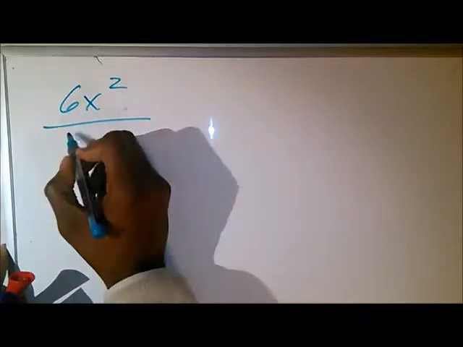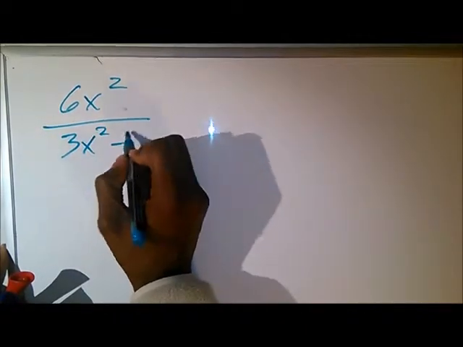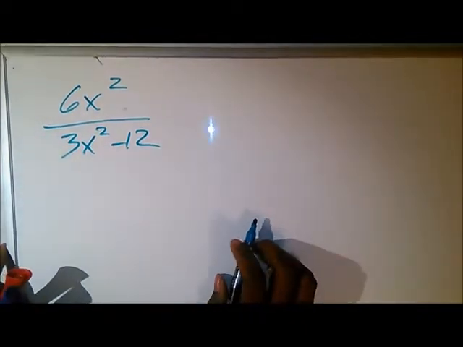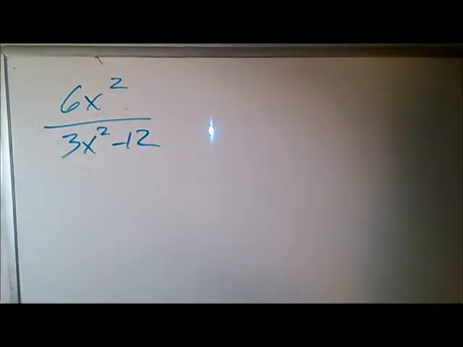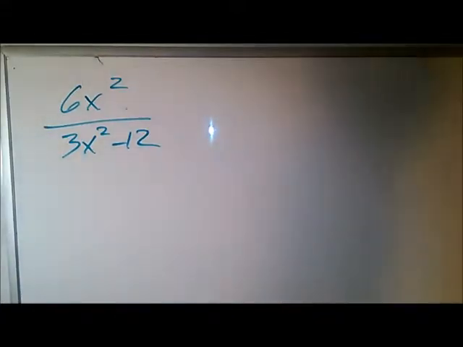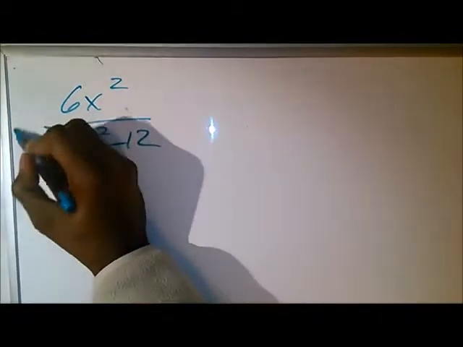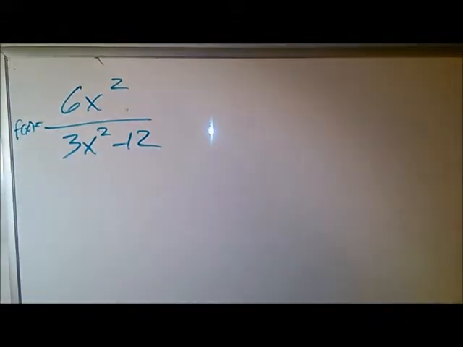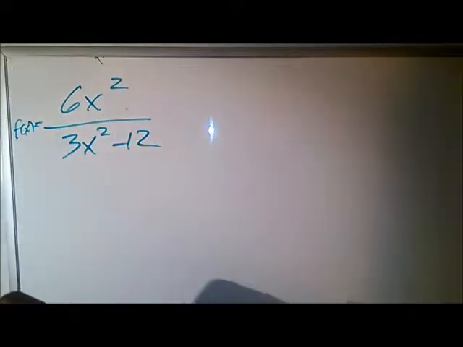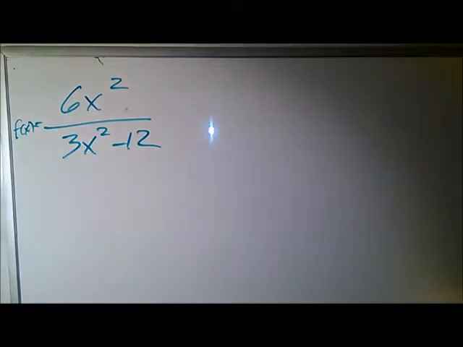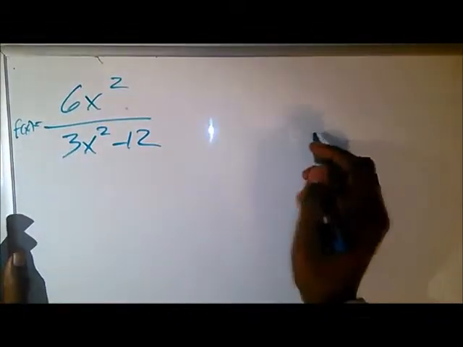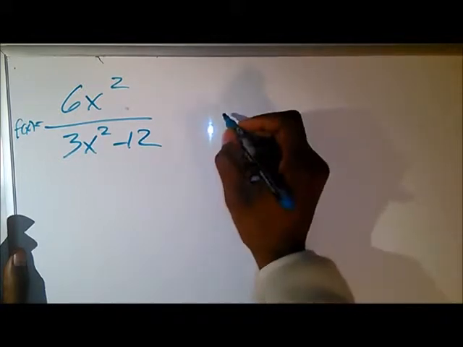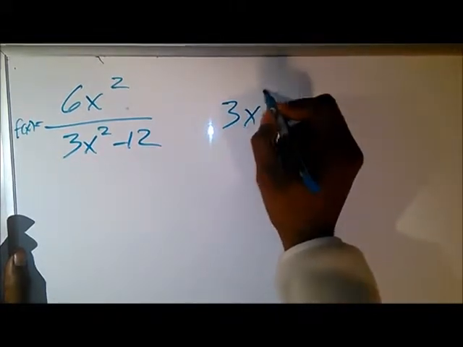6x squared over 3x squared minus 12. Well, remember, the first thing we need to do is find common factors that need to be divided out of this function. Call this f of x. And then the leftovers in the bottom will be our roots that we can find, and those roots will be our vertical asymptotes. Well, it's already factored, we can't factor anymore. So we're going to just take the bottom out and solve for x.